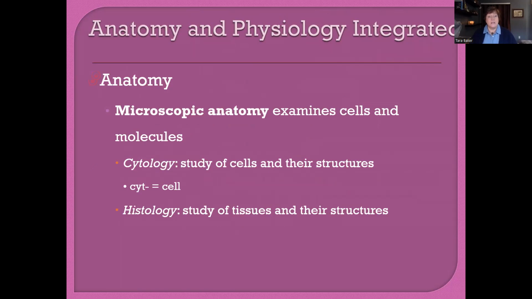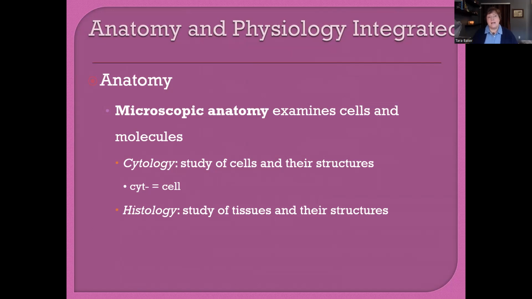Okay, then there's also microscopic anatomy. And microscopic anatomy, we're going to cover quite a bit in the class, especially in lab. You're going to be seeing it in lab. Now, microscopic anatomy means that it's going to be little tiny things that we can't see with the naked eye. So we have two subspecialties in microscopic anatomy, and that is cytology and histology.